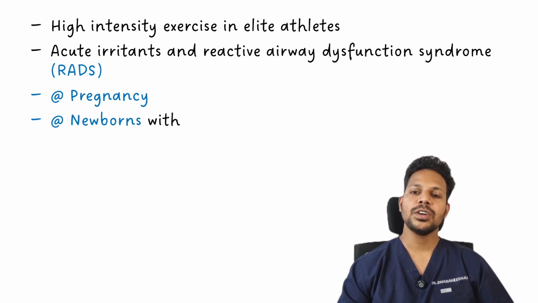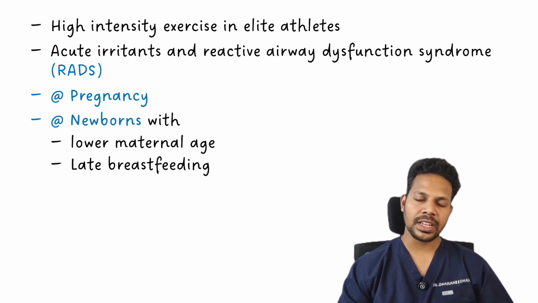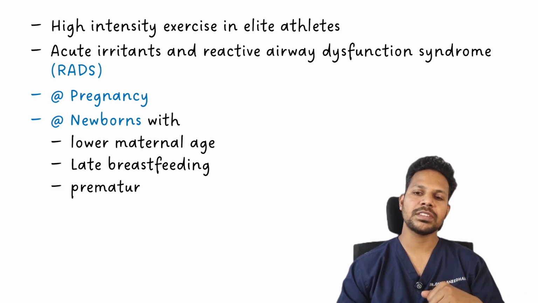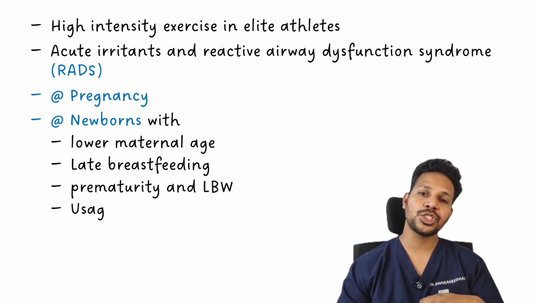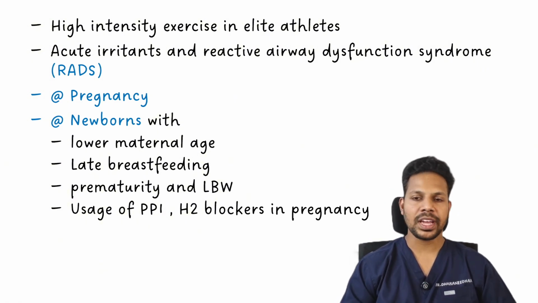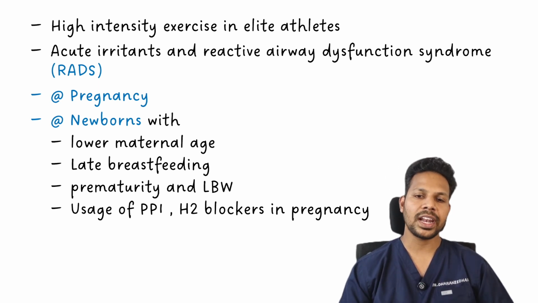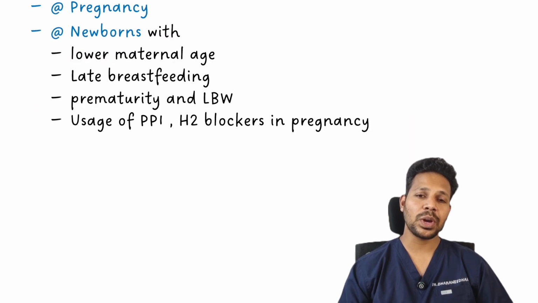And in newborns, where the maternal age is low at the time of birth and there is late breastfeeding for the child, the child is born with prematurity or low birth weight, and there is usage of proton pump inhibitors and H2 blockers by the mother while the child is in the womb, these can also increase the risk of bronchial asthma. So this is an exhaustive list of the risk factors for developing bronchial asthma. And after that, we'll also have to look at the triggers. I know this is a little bit boring and exhaustive, but still we need to have the idea of which are the risk factors for the development of bronchial asthma and which are the triggers for it.